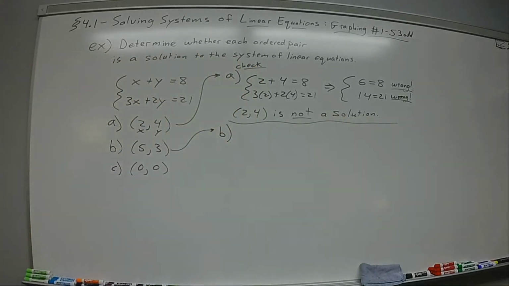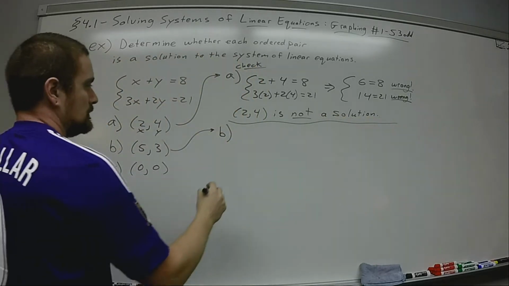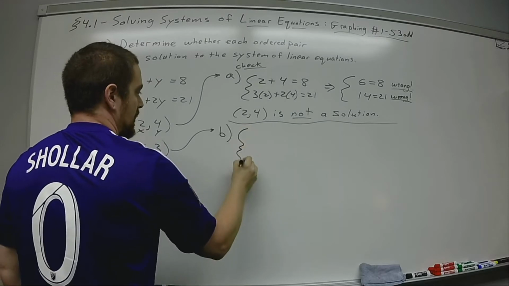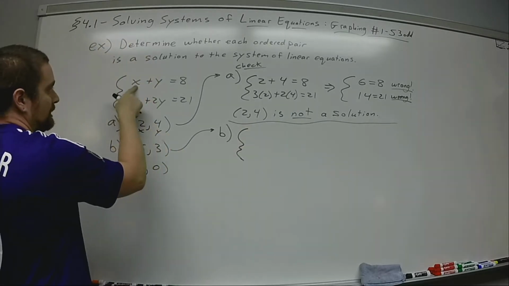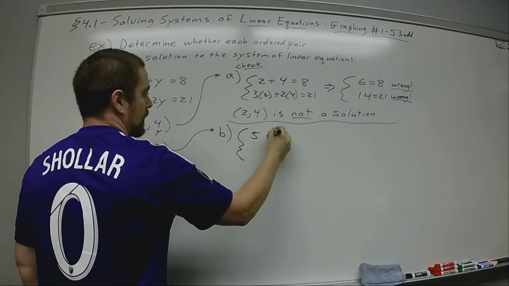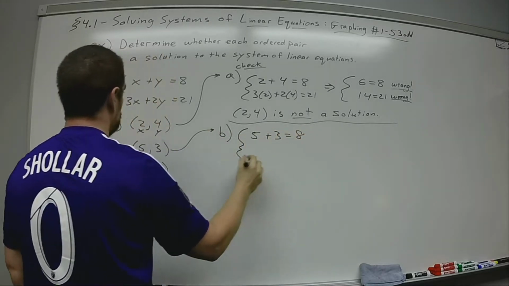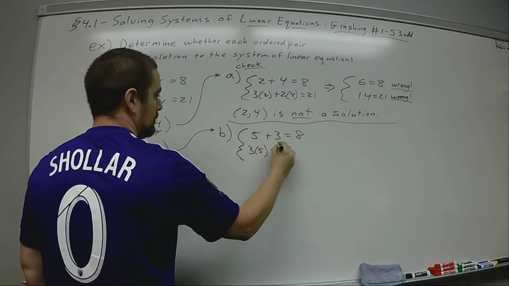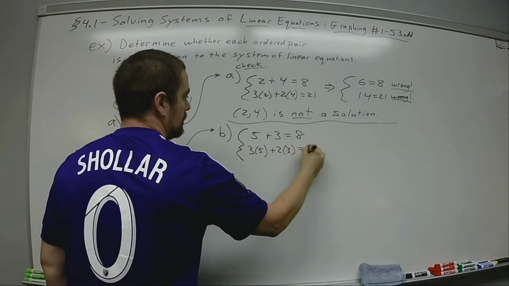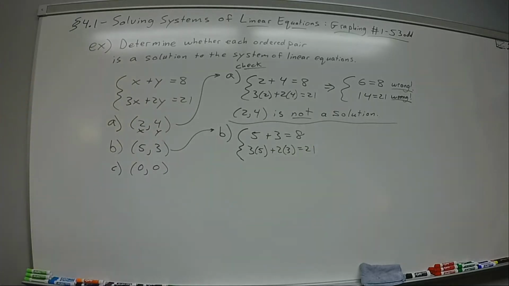Let's check the second one and see if it works. So now we're taking the ordered pair 5, 3, and what we're doing is we're replacing x with 5 and y with 3. Same thing in the second equation, replacing x with 5 and y with 3, and seeing if we can declare this as a solution.